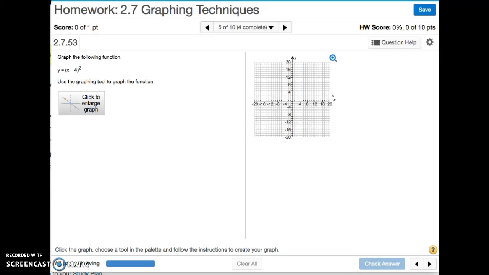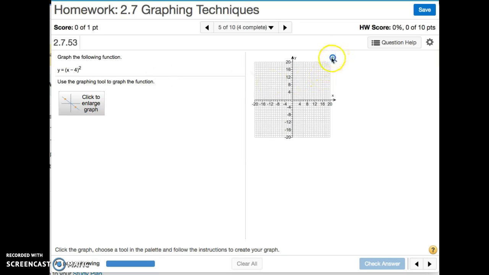All right, for question number 5 from section 2.7, we're graphing the following function, y equals the quantity of x minus 4 to the second power. Now you should be familiar with the basic graph of the parabola, y equals x squared, where the vertex is at the origin and the parabola opens up. This minus 4 in the parentheses means that the graph has been shifted to the right 4 units.